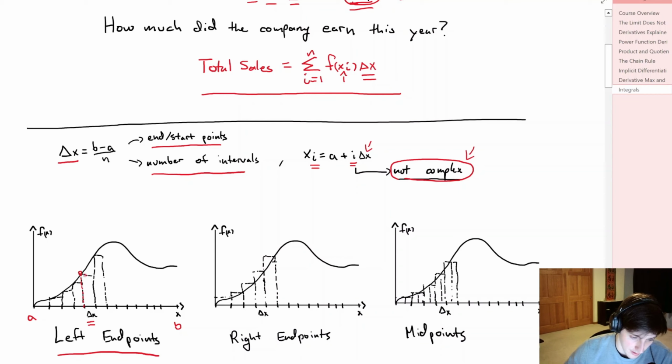So that's right here. And then we would just draw a horizontal line all the way over to the end of that interval. And then this would be our strip. And we would do that for each interval. We could have the right endpoint method.